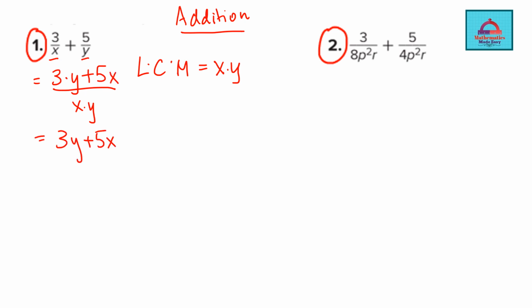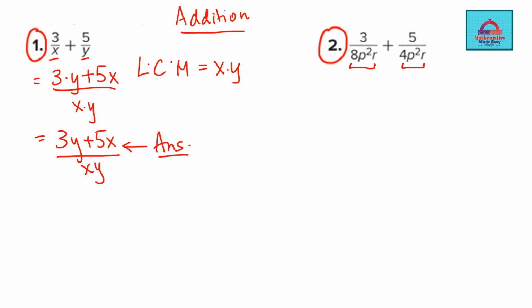So your answer is pretty simple: 3y plus 5x. Now you can't really add them. You keep them like that because they're unlike terms. They have different variables. This one has variable y, this one has x, so you can't do anything about it. Just that you have now made the denominators equal. So this is your answer. Okay. Let's come to the second one. Again, look at the denominator.